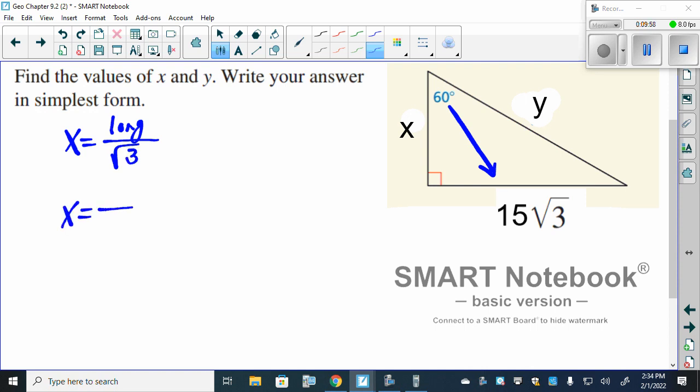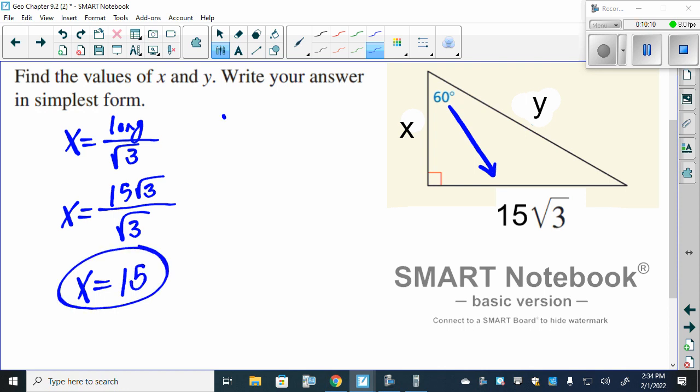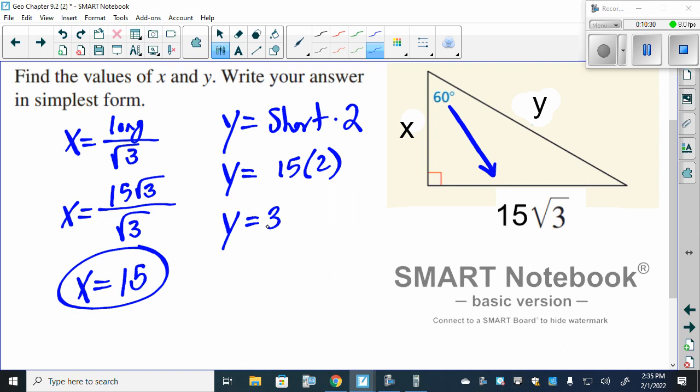So what we're doing here is we're dividing by the square root of 3, and we get that x is equal to 15. Now we take what we get and multiply it by 2, because the hypotenuse is the short side length, which would be 15, times 2. And that's it.